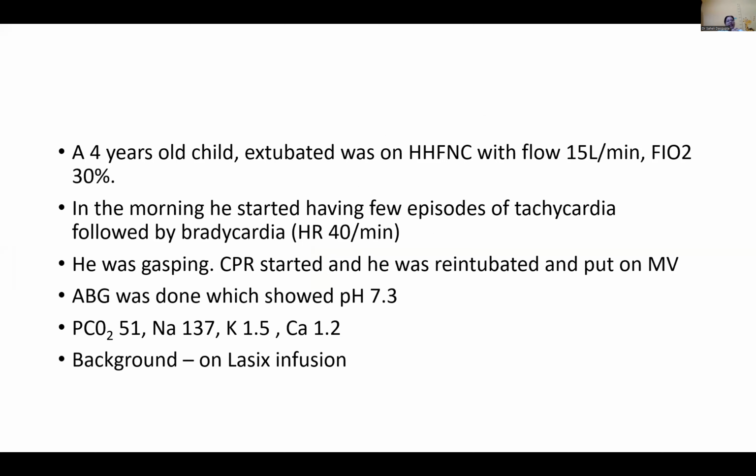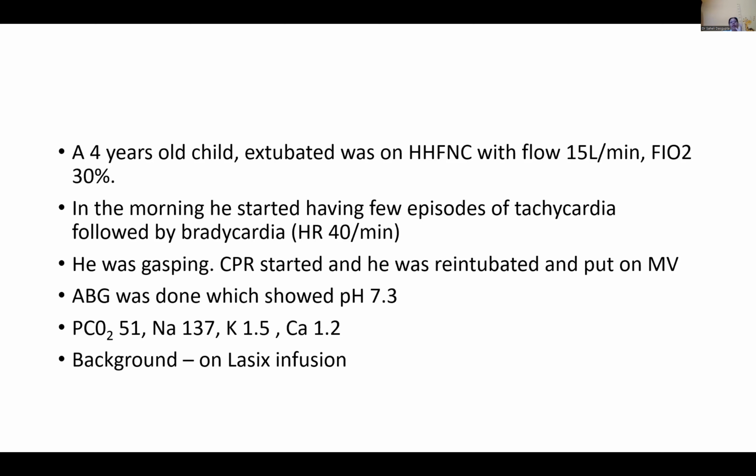Another child, basically this occurred when I was doing my duty. A 4-year-old child, after about 10 days of intubation, was extubated to high flow, and on the next day of extubation, he started having a few brief episodes of tachycardia, and then bradycardia started. His heart rate was around 40 and going down further. He was gasping. Immediately CPR was started and he was reintubated and put on mechanical ventilation. ABG was done at that time. It showed pH was normal, 7.3, PCO2 was 51, sodium was 137, potassium was very low, 1.5, and calcium was 1.2.